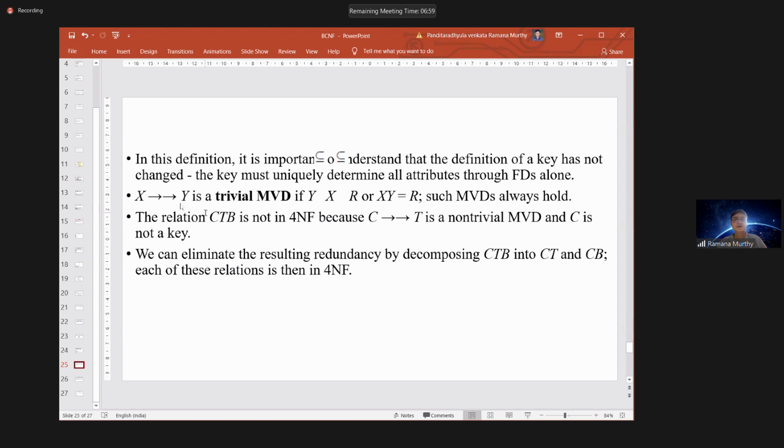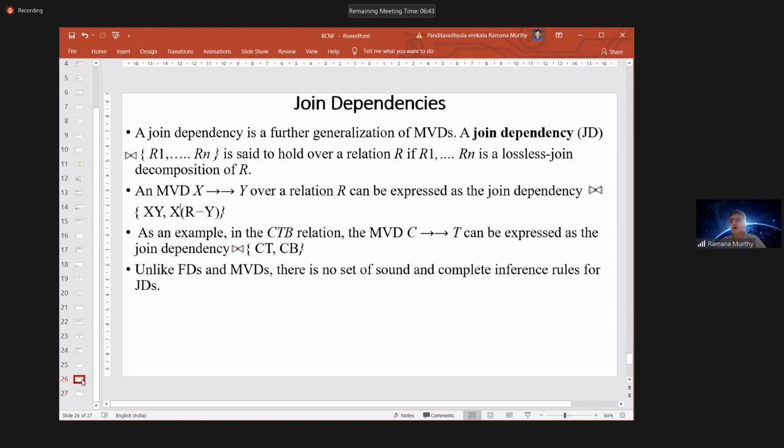Okay, CTB is not in the fourth normal form. That is the reason you divided it into two tables, CTB into CT and BT tables. Okay, I want to explain a small other one, join dependencies.